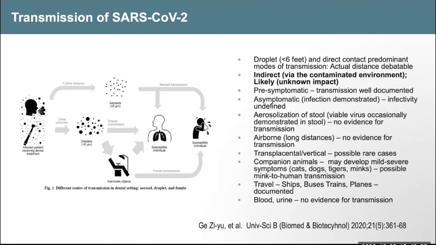People can transmit while symptomatic. In the few days before they become symptomatic, and 40% of people are asymptomatic, they can transmit as well. Rare cases of mother to child, companion animals can become infected, and sometimes there have been deaths among dogs. Animal to human transmission is well described from mink to humans at the moment. Travel related cases, many outbreaks on ships, buses, trains, and others. No evidence of transmission by blood or urine.